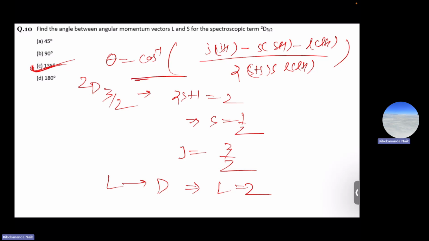Similar types of question we had already discussed. This was the formula to determine theta between the L vector and S vector, and using that formula we can easily calculate the value of the angle between the L vector and S vector.